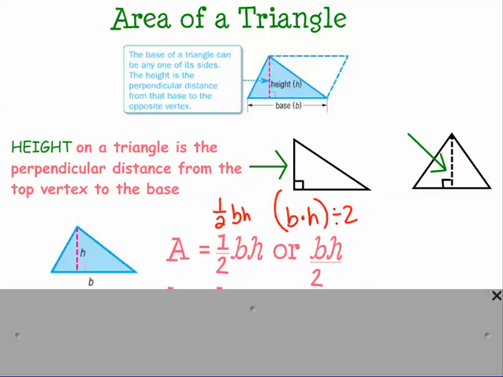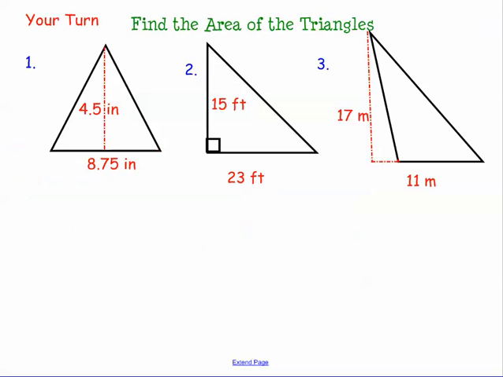Make sure that you wrote down the area formula for the triangle, which is base times height, and then divided by 2. Again, the height is the distance from the base to the top of the vertex here. That is my height. All right, let's do some examples here.